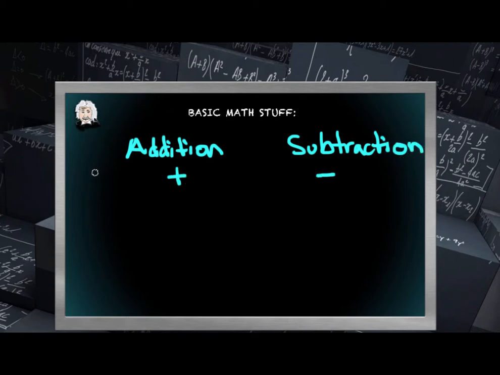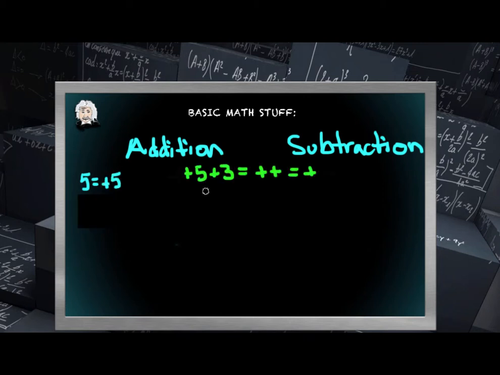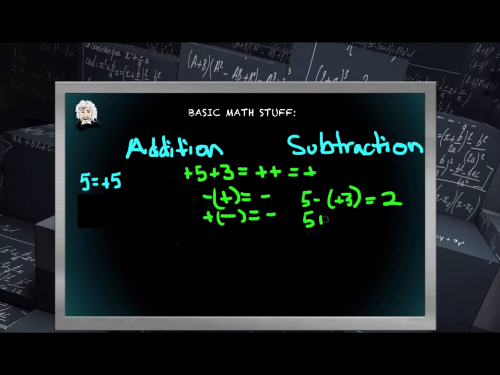A positive number is written without the plus sign. So for example, 5 is really plus 5. If I'm subtracting a positive, that is the same as subtraction. Or if I'm adding a negative number, that's also the same as subtraction. Examples might be 5 minus plus 3, that equals just 2. This example would be 5 plus negative 3, also 2.